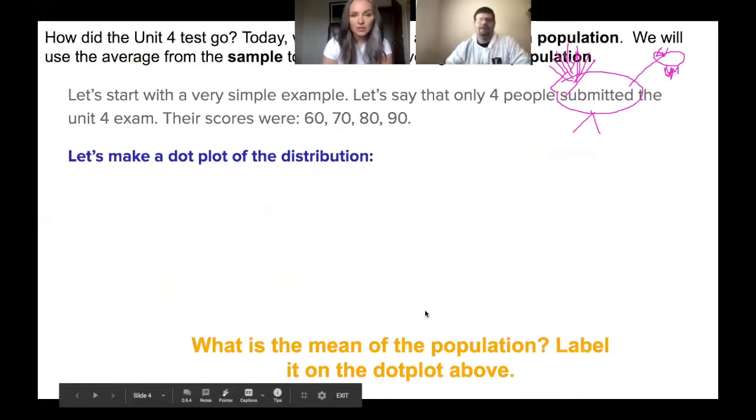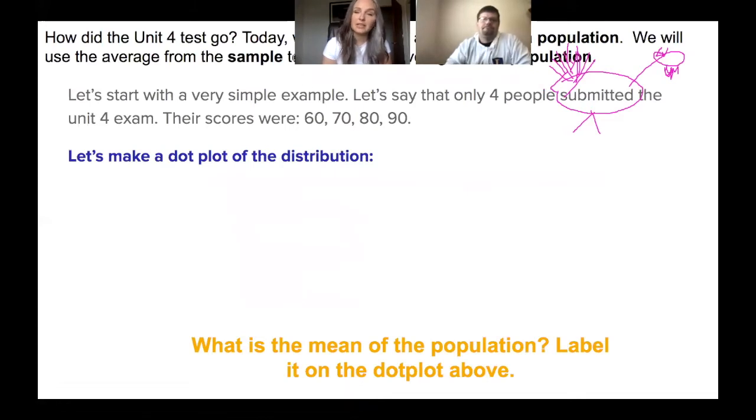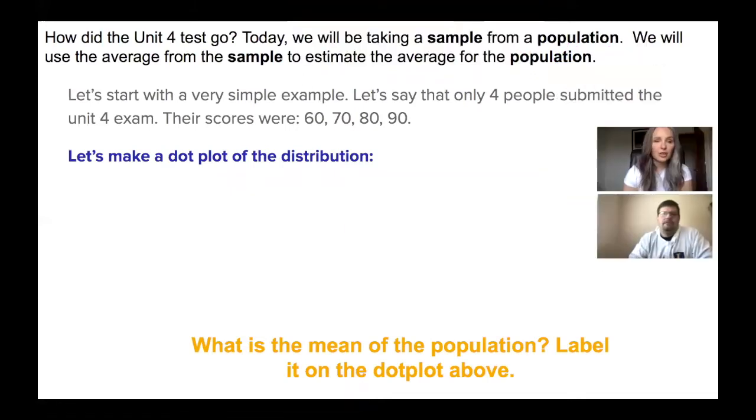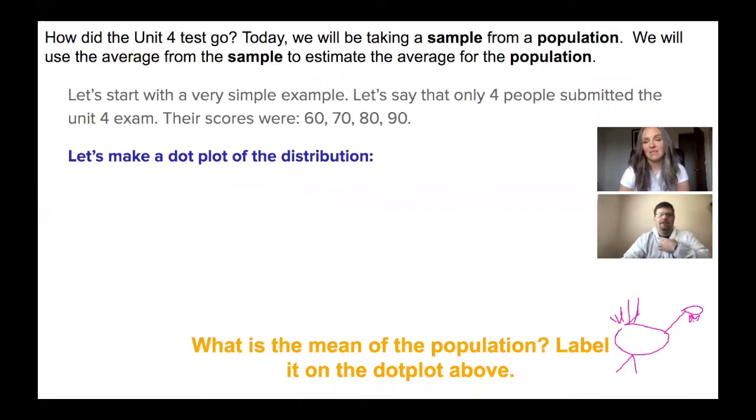Okay, so let's look at a not very interesting example. They just took the unit 4 exam, and we want to know how it went. We're going to take some completely made up data. Let's say only 4 people submitted this test. I think that's probably how many have submitted it at this point.